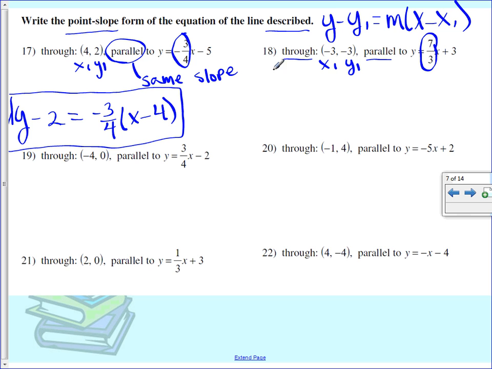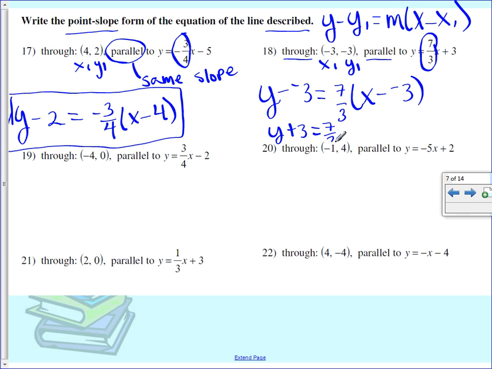A little bit? Well, it takes a little bit of practice. So y minus, what's y1? Minus negative 3 equals, what's the slope? 7/3 times x minus, what's x1? Negative 3. That's it. Now I can rewrite this because I want to simplify. These end up being positive, right? So then I end up with y plus 3 equals 7/3 times x plus 3. That's it. That's my answer.